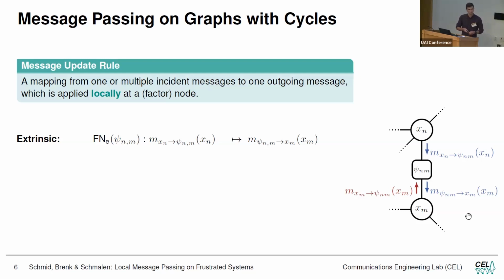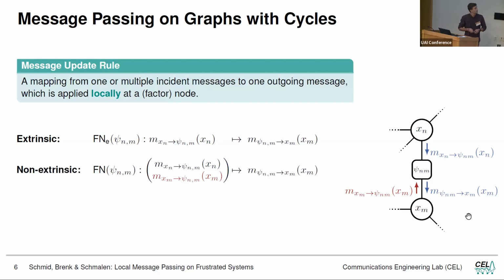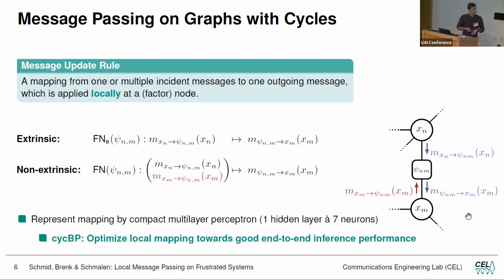And this was motivated to avoid double counting in the graph. However, if we deal now with cyclic graphs, we cannot avoid double counting because, if you imagine a cycle, messages will propagate within the cycle and anyway return to their origin. And this is why we also investigated a second mapping, which is non-extrinsic, so which includes this red message here in its mapping. Now, based on these two architectures, we want to learn this mapping.